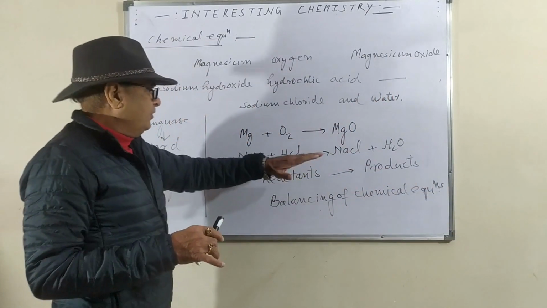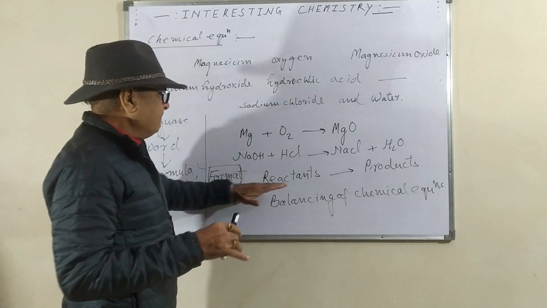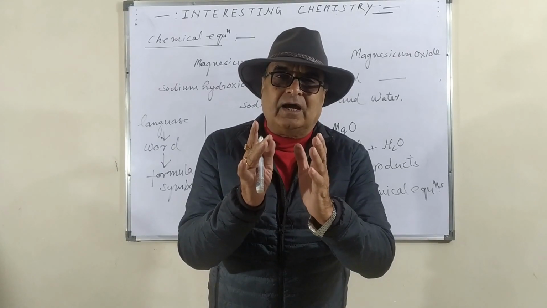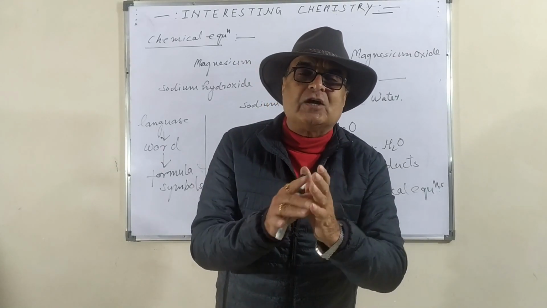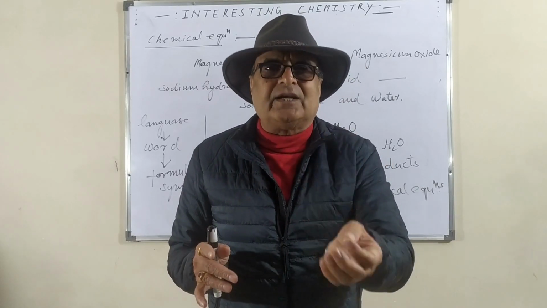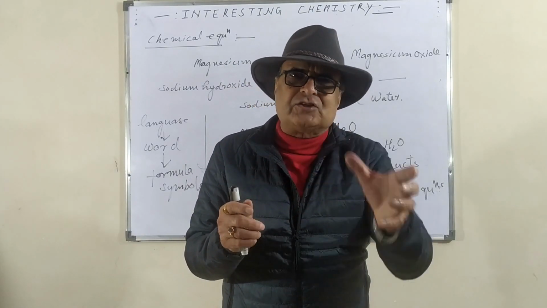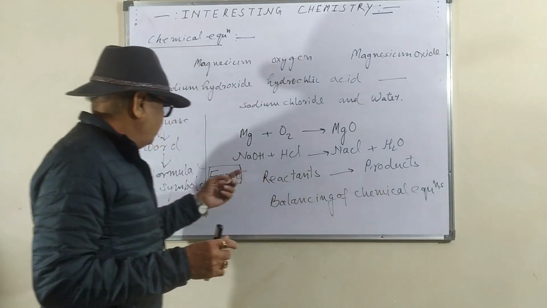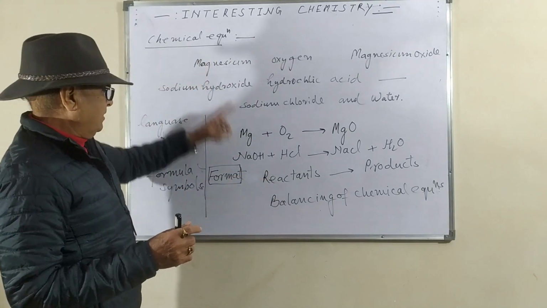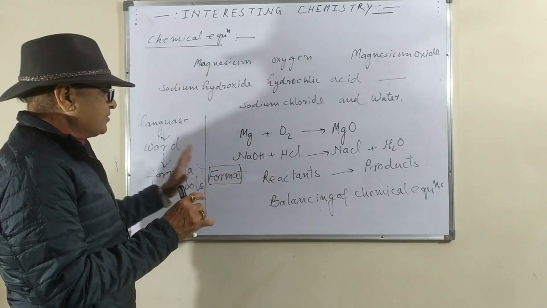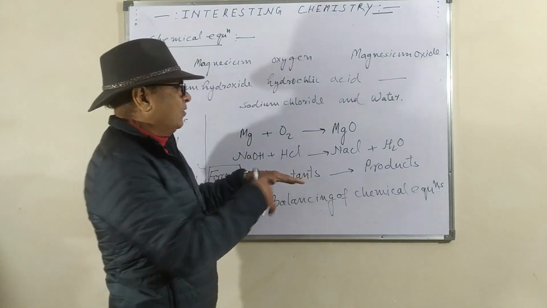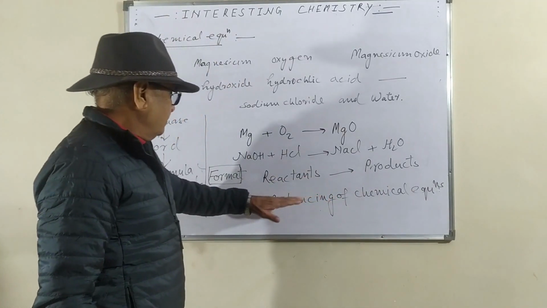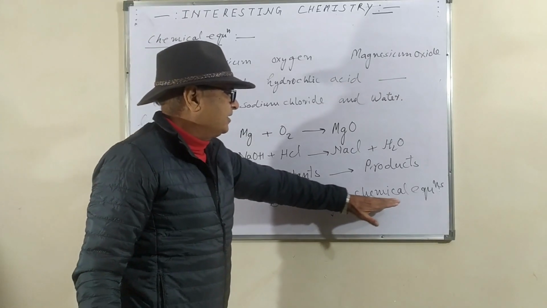Now I will tell you the format. The compounds that take part or undergo the changes are called reactants. After completing the reaction, the newly formed compounds are called products. So this is the format of the chemical reaction. First, on the left hand side we will write the reactants, and on the right side we will write the products. Again, in the last phase we will do the balancing of the chemical equation.